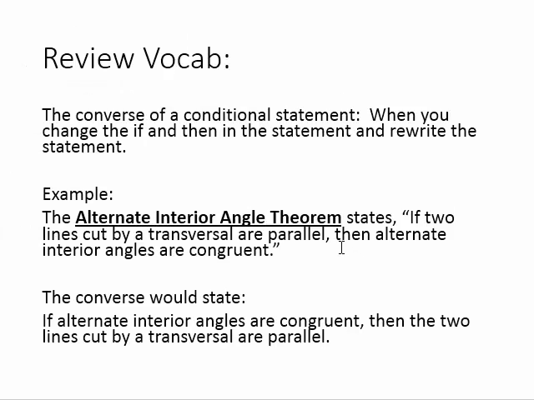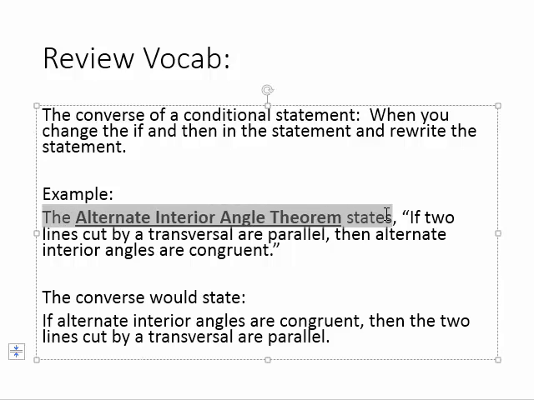We also need to review what a converse is. The converse of a conditional statement is when you change the if and then in the statement and then rewrite the statement. For example, the alternate interior angle theorem states that if two lines cut by a transversal are parallel, then alternate interior angles are congruent. To write the converse of that statement, we would flip the if and then portions to give us if alternate interior angles are congruent, then the two lines cut by a transversal are parallel.